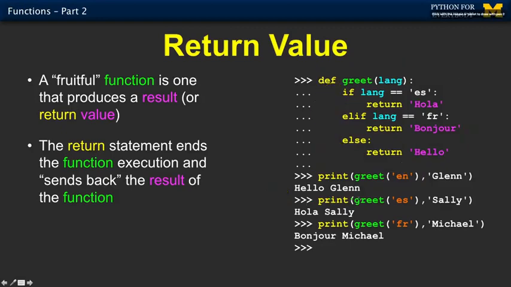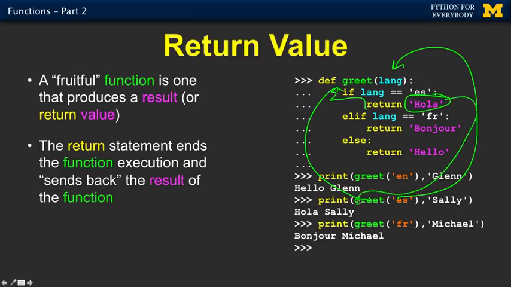So now we do this, greet es. We're going to call this code, and es is going to come in as lang, and in this case it's going to run this and return hola. So hola is then going to replace this, and that says hola Sally.